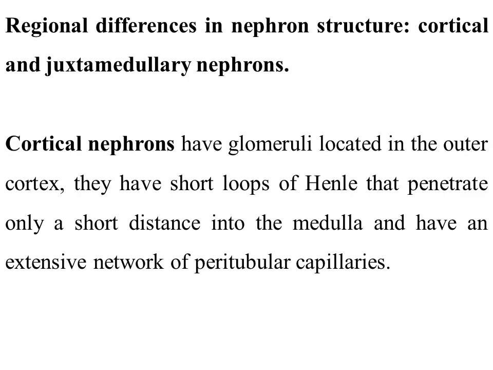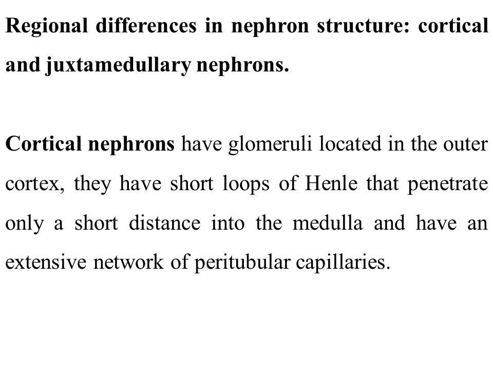Now we will talk about the regional difference in the nephron structure. We have two types of the nephron: cortical and juxtamedullary nephron. هذا التسمية جتنا من الوضع التشريحي or anatomical position of the nephron.